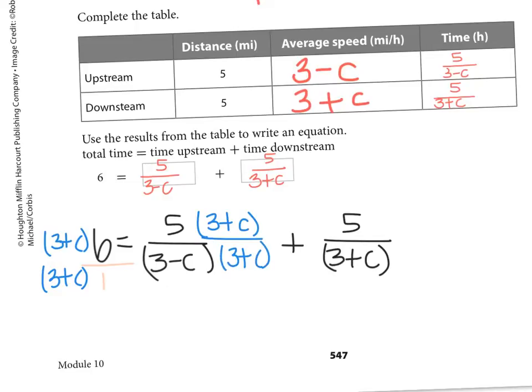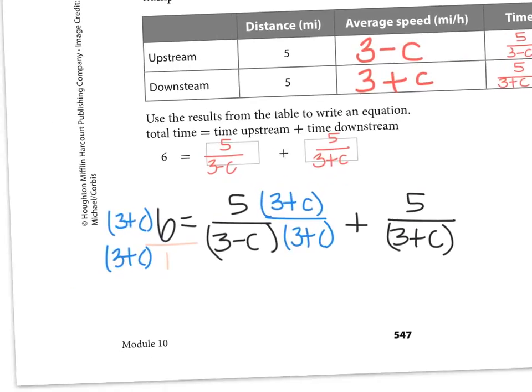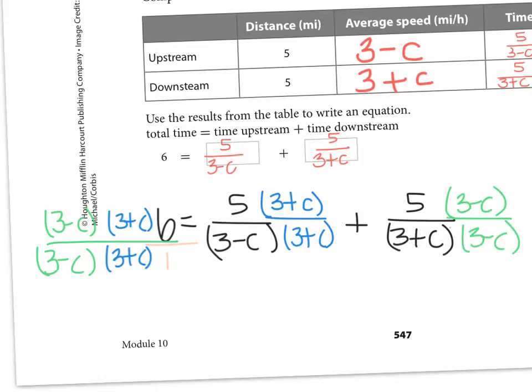So, alright, everything has a 3 plus c. Now, in order for my denominators to be the same, they also must all have a 3 minus c. So I need to multiply the first one by 3 minus c, and then I need to multiply the last one by 3 minus c over 3 minus c. So now all of my denominators are the same.